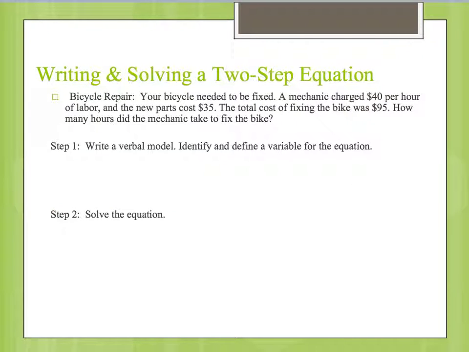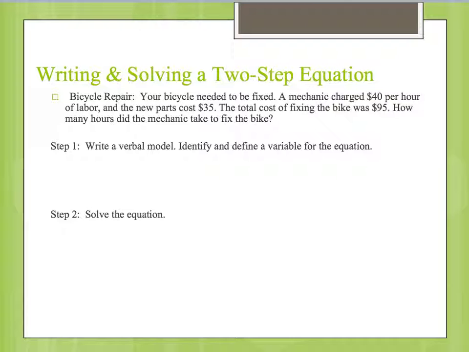We have 2 more slides for today that we're going to take a look at. And this is now taking our skill of solving these two-step equations and now applying it to a problem-solving situation. So we'll get on with the problem here. Bicycle repair. Your bicycle needs to be fixed, and a mechanic is going to charge you $40 per hour of labor, plus he's going to charge you for the new parts. That's going to cost you $35. The total cost of fixing the bike was $95.